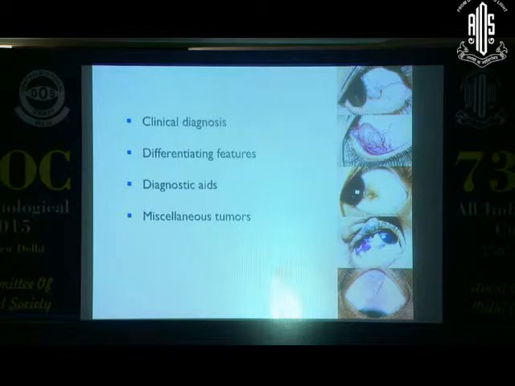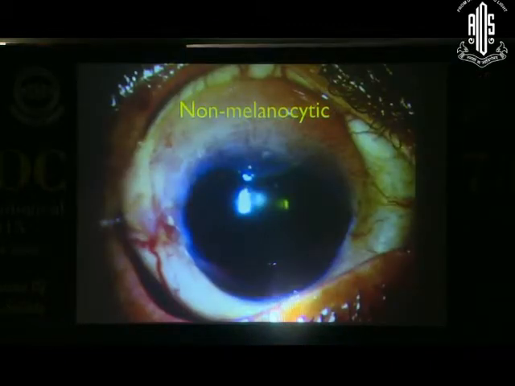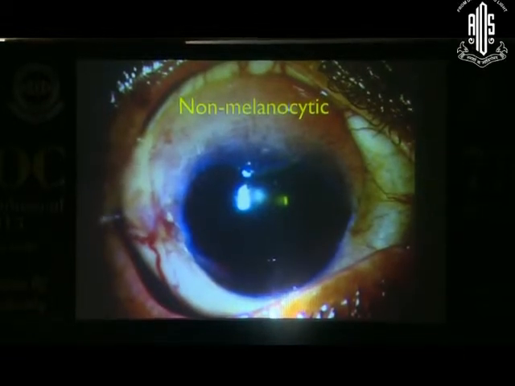How do we differentiate it from the benign tumors that you have already listened to, the diagnostic aids, and some miscellaneous tumors. So we will be mainly focusing on common malignant tumors of the conjunctiva. So I'm going to classify it into non-melanocytic and melanocytic to make it simple.